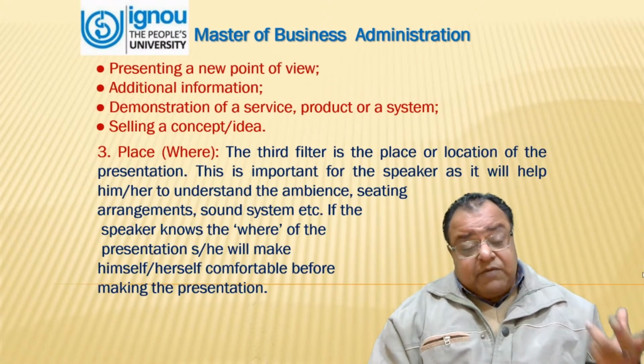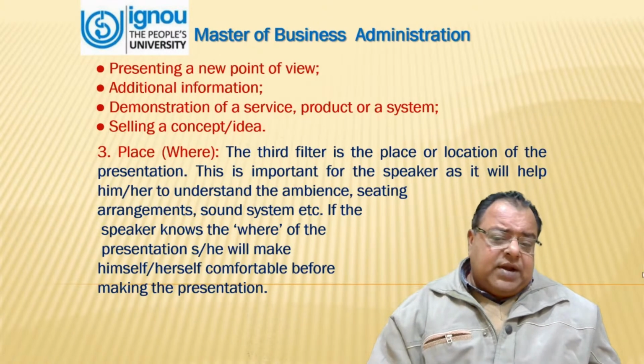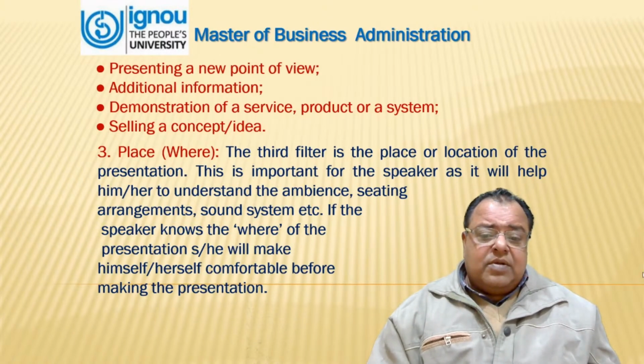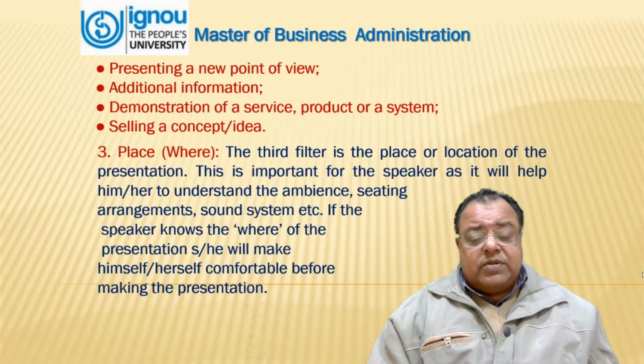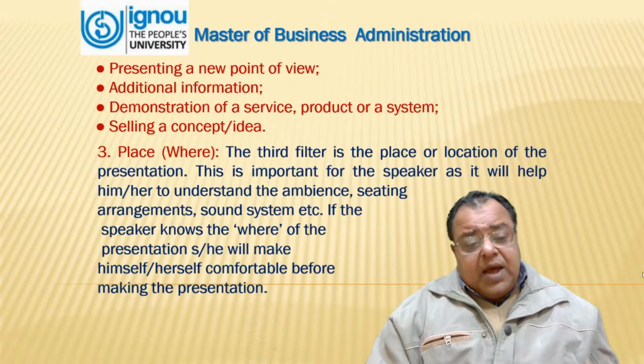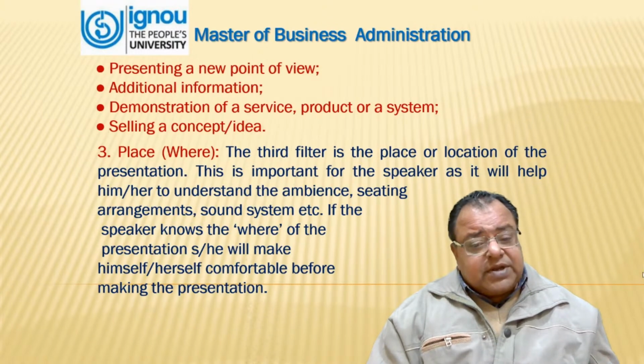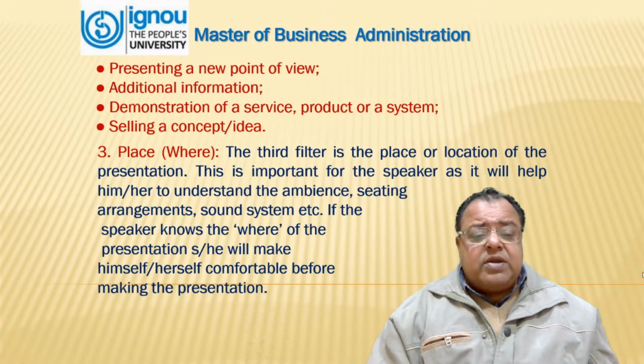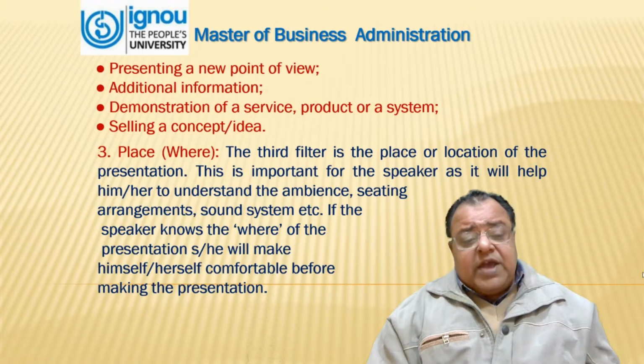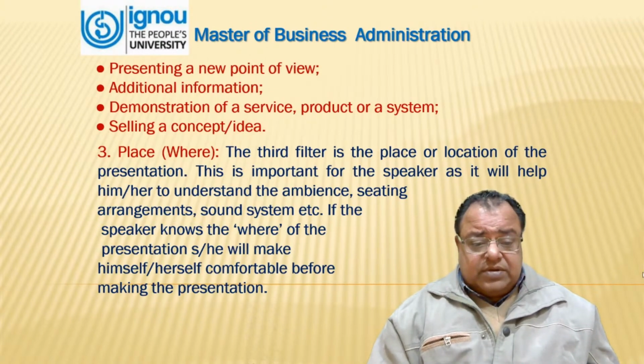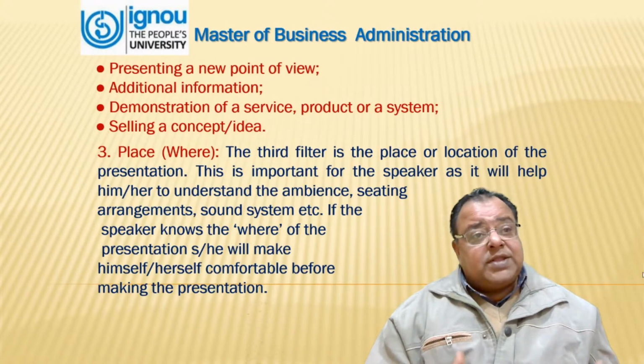Third one is place, where. The third filter is the place or location of the presentation. This is important for the speaker as it will help him or her to understand the ambience, sitting arrangement, sound system, etc. If the speaker knows the where of the presentation, he or she will make himself or herself comfortable before taking the presentation.